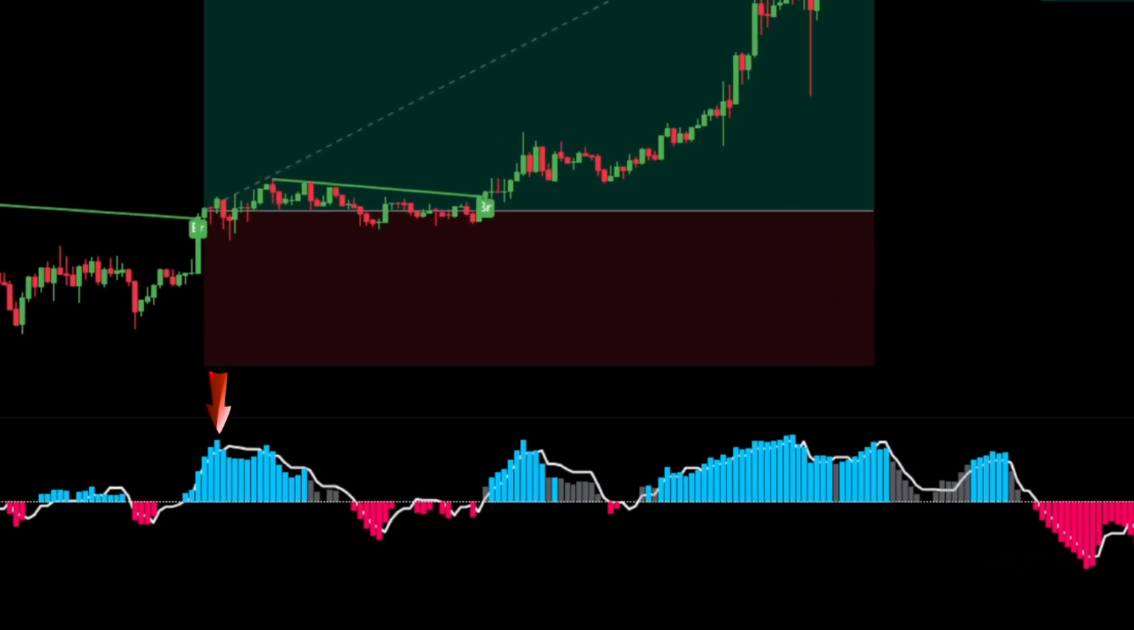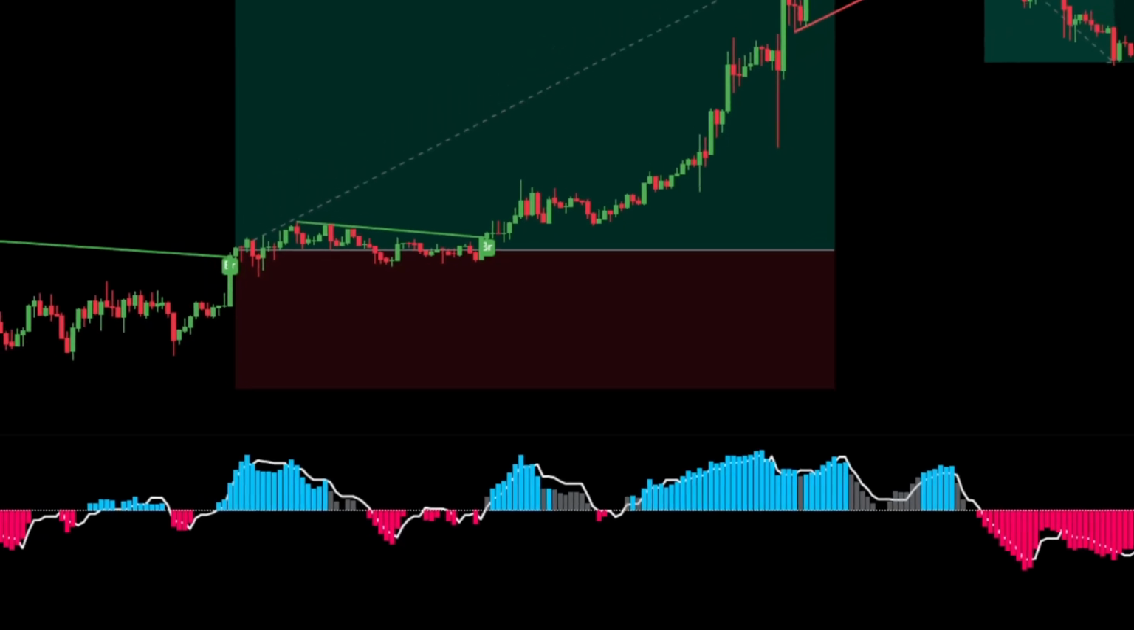If the bar of the QQE MOD indicator is navy, it indicates bullish momentum. If the bar of the QQE MOD is red, it indicates bearish momentum. However, if the QQE MOD bar is gray or there is no bar at all, it means there is no dominant momentum in the market. In this situation, you should not make any entry in the market.